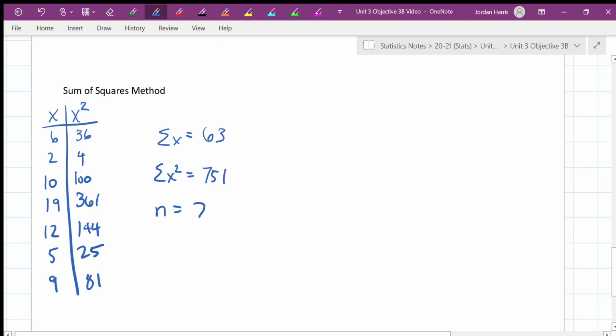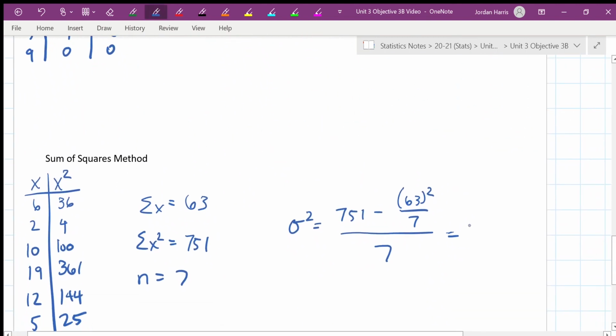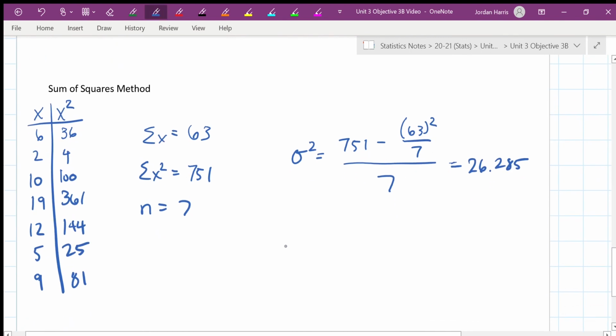And then we just plug into that new formula. So sigma squared, because we're talking about the population standard deviation, but we've got to find variance first. So 751 minus 63 squared over 7, all over 7. Okay, when you type that in, you should see a familiar number. It should come out to that exact same value, 26.285. Then my variance, I square root to get standard deviation. So standard deviation is just sigma, square root of variance, and I get the same answer.